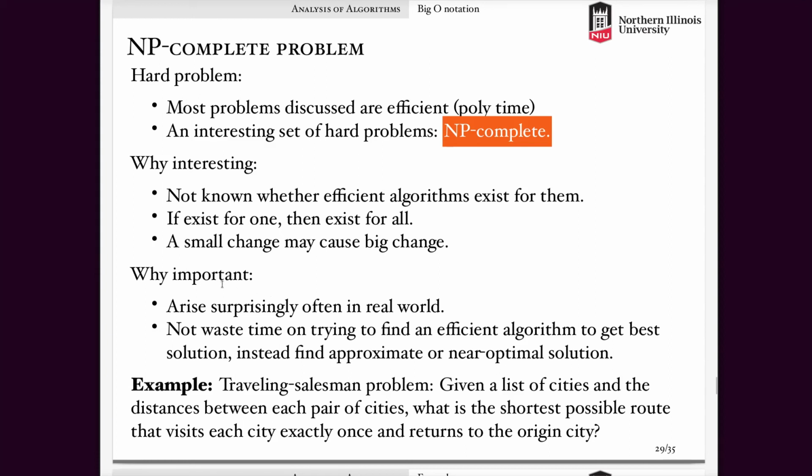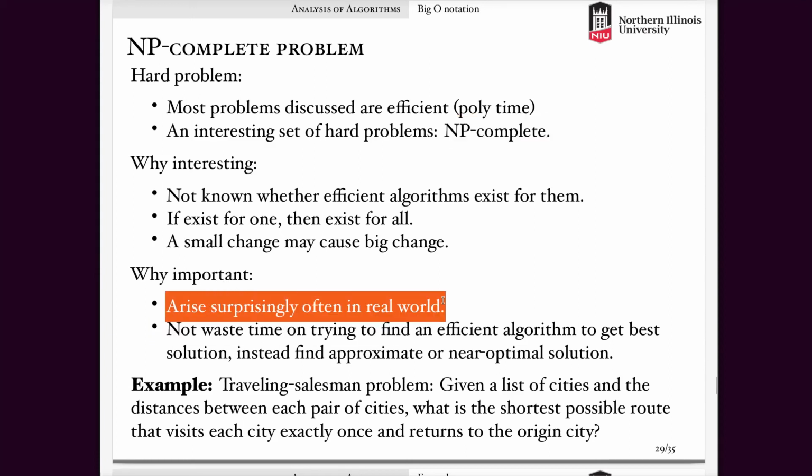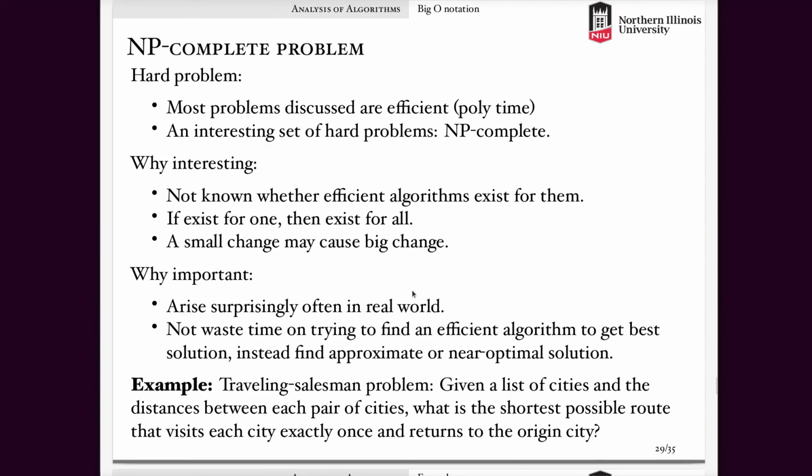Now, I mention these because they do arise surprisingly often in the real world. The real world is a complicated place. All problems aren't easy. And you need to be able to recognize when this happens to you.